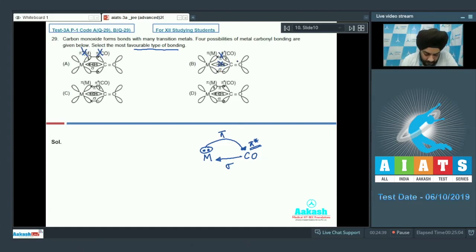If you look at the third option now, the sigma bond is correctly represented, but the pi bond is incorrectly represented. The direction of the pi bond will be from the metal to the pi star of the CO.